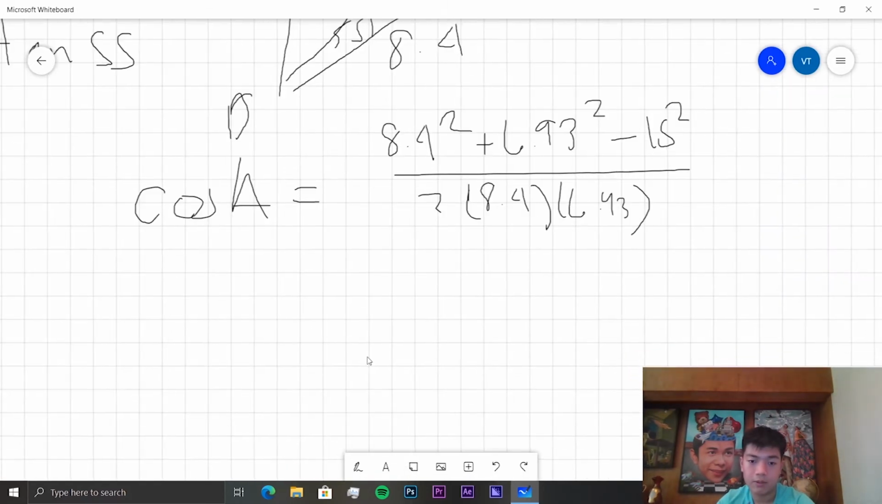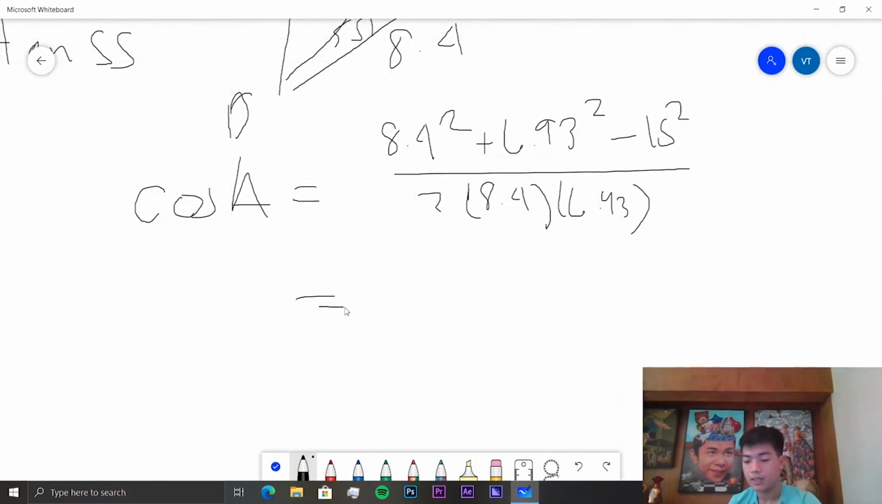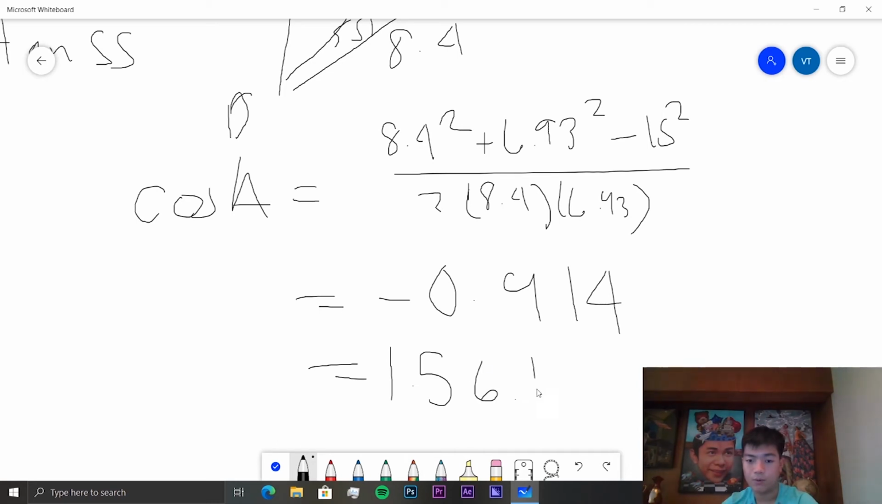So this is equal to 6.93 squared plus 8.4 squared minus 15 squared all over 2 times 8.4 times 6.93. So we get something like 0.914. So if we take the inverse cosine of this, we get that the angle is actually about 156.1 degrees.